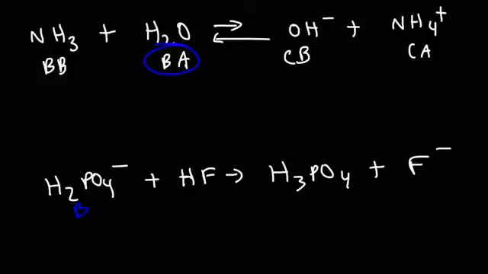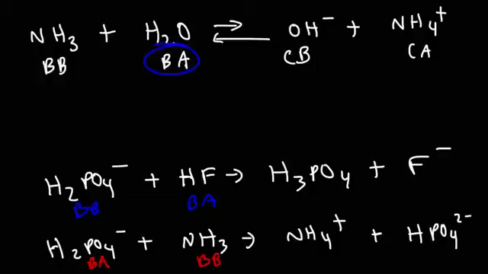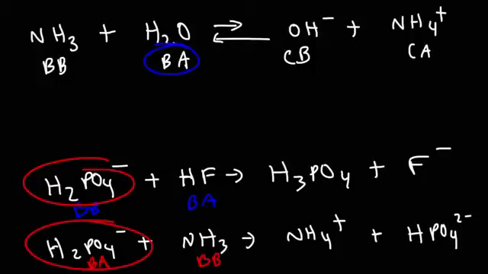Here it's acting as a base because that's acting as an acid. But in other circumstances, H2PO4 minus can act as an acid. If we react it with ammonia, we're going to get NH4 plus, and then dihydrogen phosphate will lose the hydrogen, turning into monohydrogen phosphate. So here it's acting as the acid, ammonia is acting as the base. So this is another amphoteric substance. It can act as an acid or it can act as a base, depending on what it's reacting with.